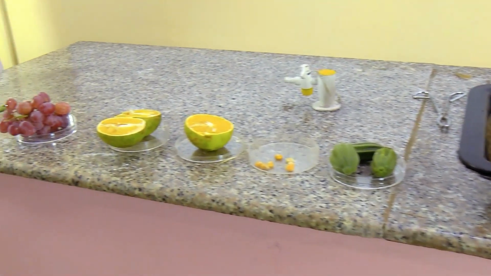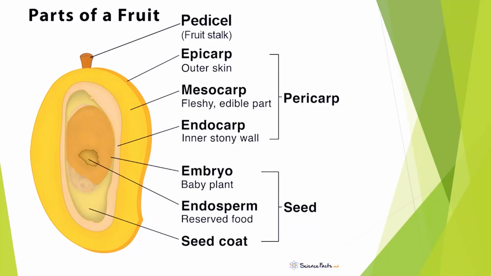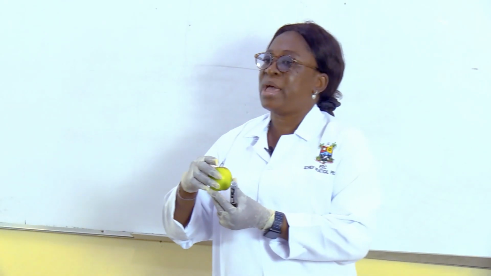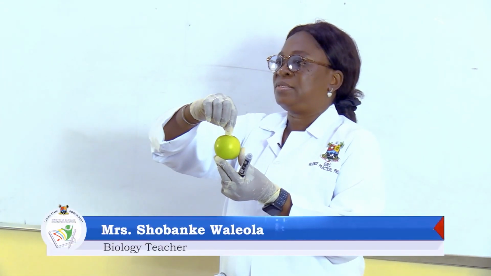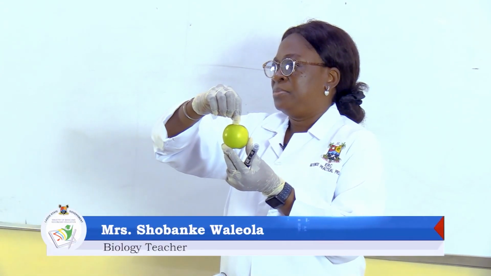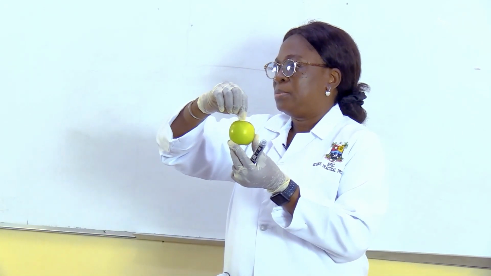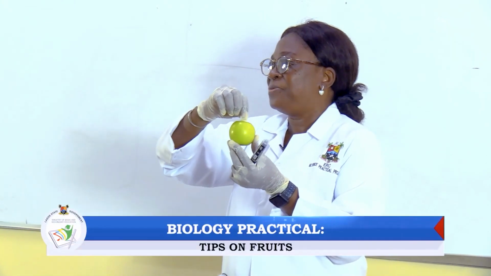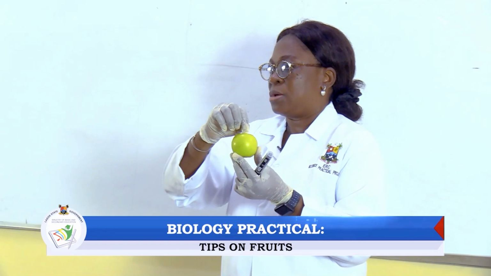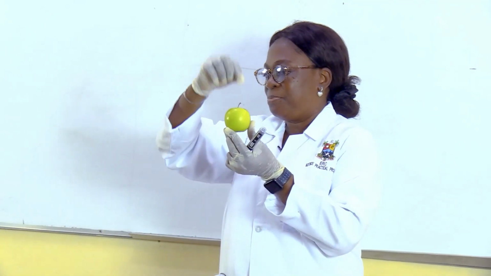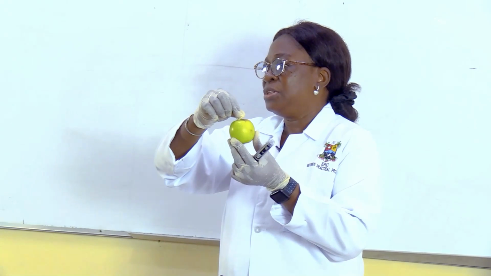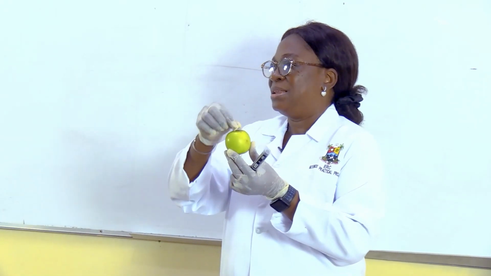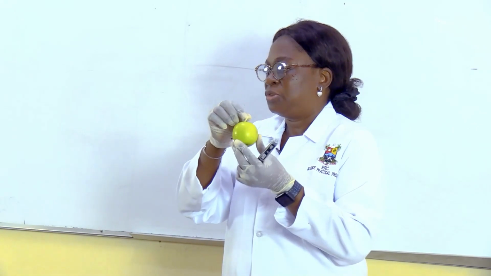Now let's look at the pictorial diagram of parts of a typical fruit. We can see that long head that is coming out. I have my apple fruit here. This is the pedicel, or the fruit stalk. Pedicel or fruit stalk. And like we said earlier, it is developed from the flower stalk. So this is the pedicel, attaching the fruit to the stem, and it is developed from the flower stalk.